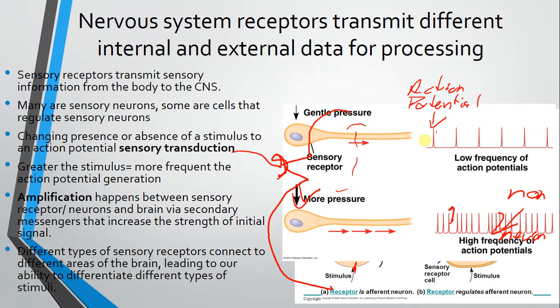Of course, different sensory receptors, like those in your hands versus those in your eyes, on your tongue, your nose, or in your ears, are able to connect to different areas of your brain. So this is why we perceive touch and sight and smell and taste and hearing differently. They eventually stimulate different areas of the brain that interpret those signals differently.